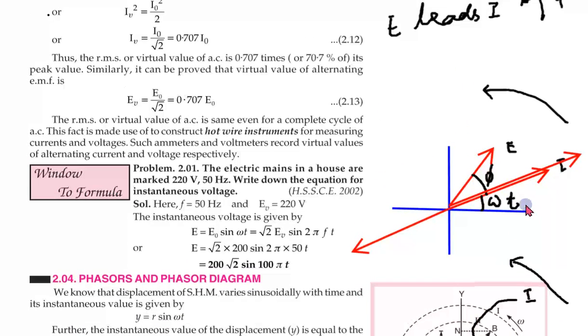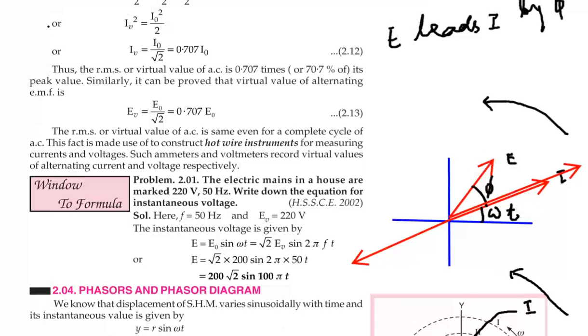Suppose this is I and this is E. That means I leads E by phase angle phi.